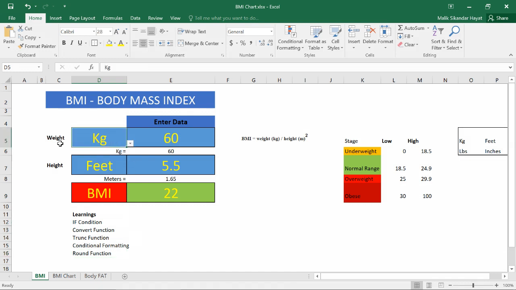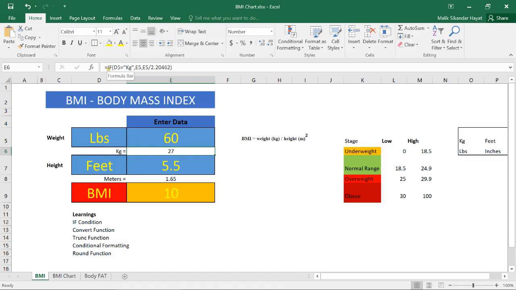Okay, first we have weight. I am keeping it in two different units, one is lbs and one is kgs. Actually we need kgs. So if someone is entering lbs, first we have to convert it to kgs, right? Here this is the converted value, and this is the entry. Whatever you enter here will be converted here, which will be used in the formula over here. Now let me show you where I am converting to kg.